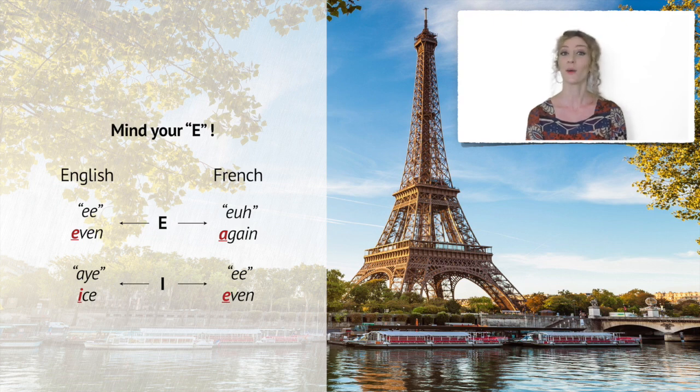The English letter E is pronounced E in French, a little bit like when you are thinking aloud. E. Whereas the English letter I is pronounced E in French. So just be careful when you need to spell, for example, your name or your email address, because this can be very misleading.